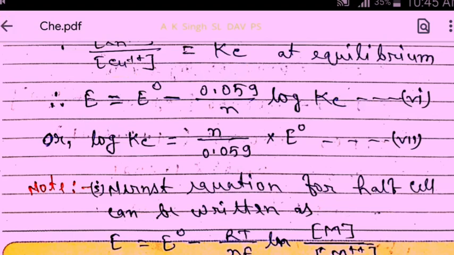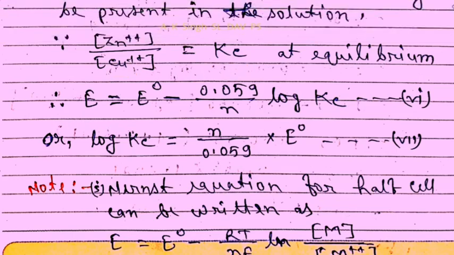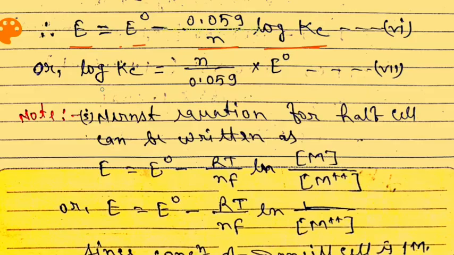E is equal to E naught minus 0.059 by n log Kc, or we can write log Kc is equal to n by 0.059 into standard electrode potential.